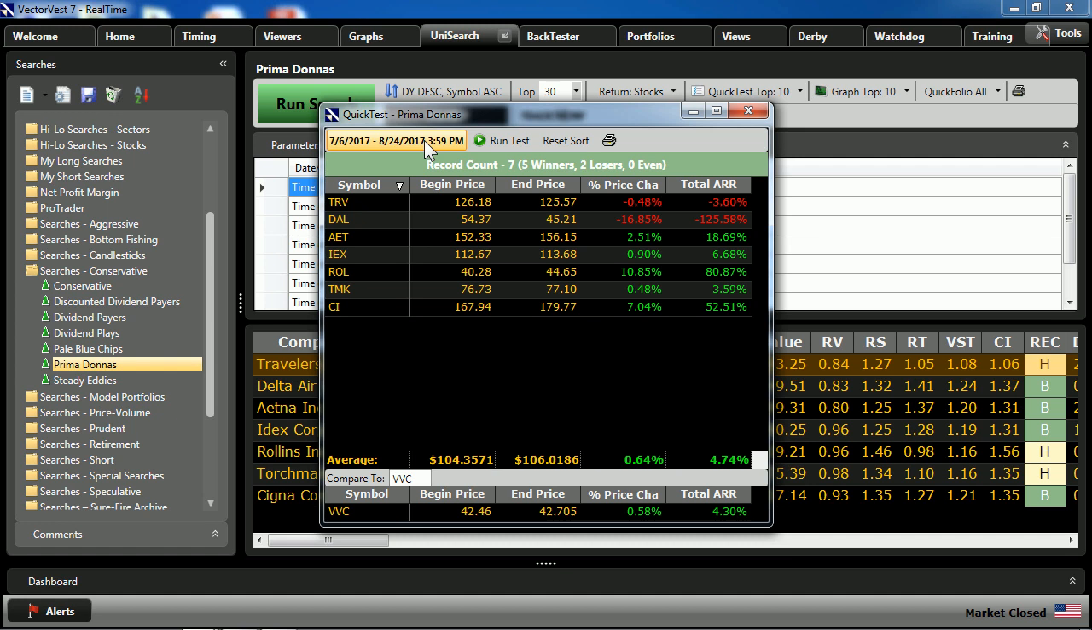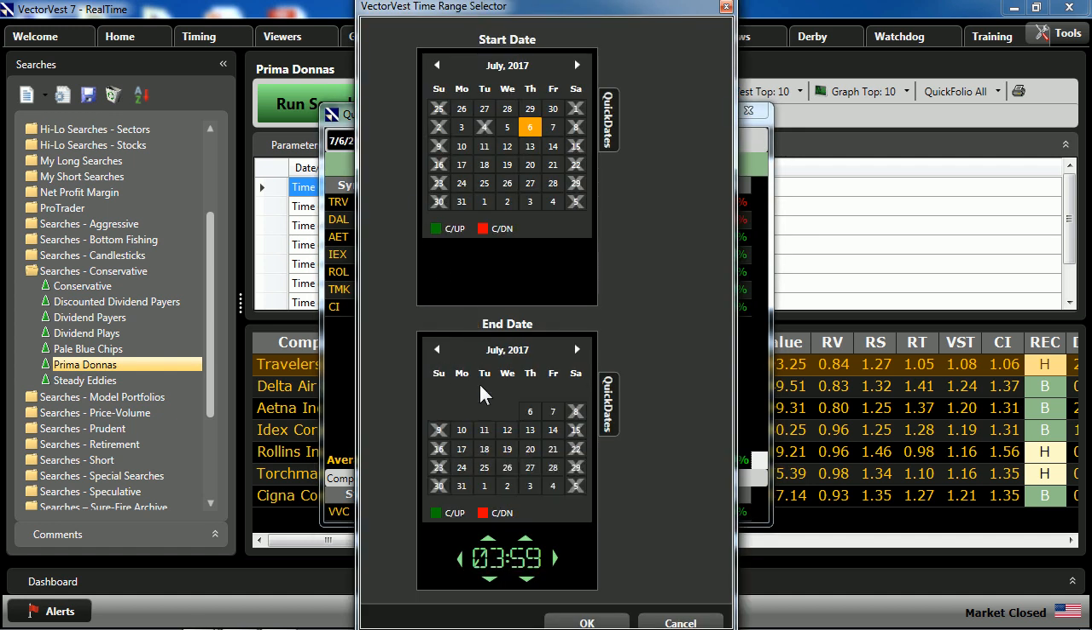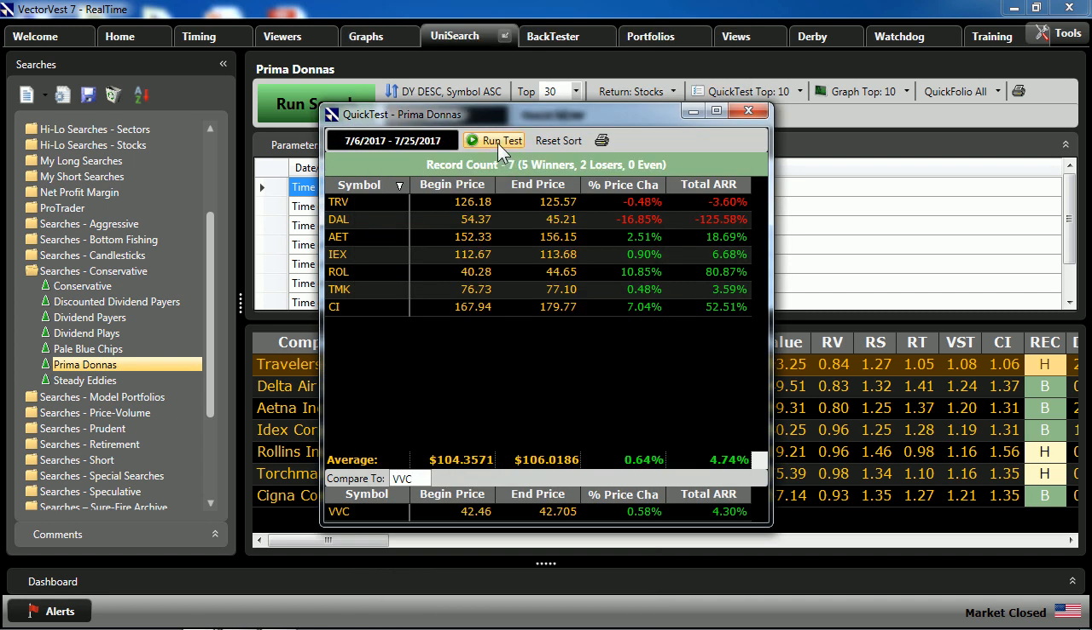and I'm going to take the date back to July 25th, just a few weeks out. Again, I'm just going to give you an idea of the types of returns that you should expect with these types of stocks. So notice, for that 3-week period, this basket went up about 1%, about 21% annualized. Now the VectorVest composite only went up 3%.